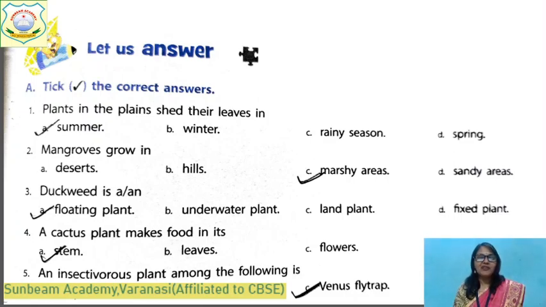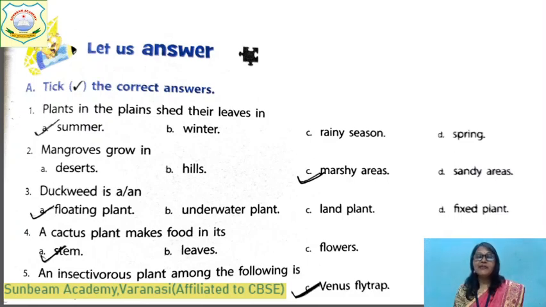Duckweed is a floating plant or underwater plant, land plant or fixed plant? Of course, duckweed is a floating plant. It floats on water. A cactus plant makes food in its stem, leaf, flower or roots? Stem, because leaves are turned into spines to reduce the loss of water.